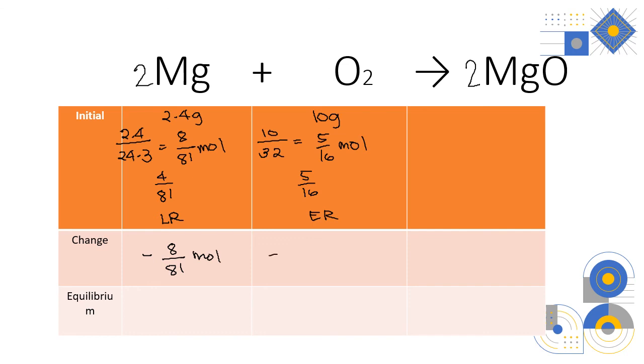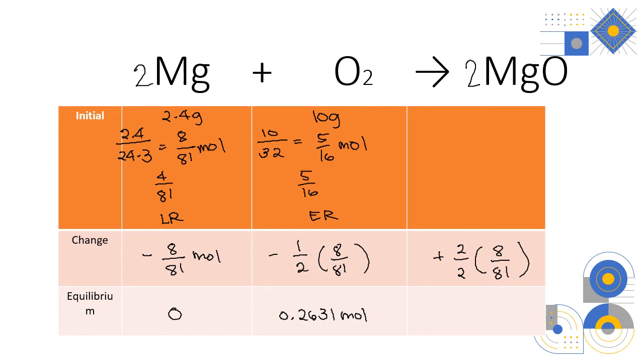Here, we will write the conversion, which is 1/2, the coefficient of oxygen over magnesium, times 8 over 81. And on this side, we have to add. And then, what are our equilibrium concentrations? This is 0. For oxygen, it would be 0.2631 moles. And for magnesium oxide, it will be 8 over 81 moles. Did you get that?